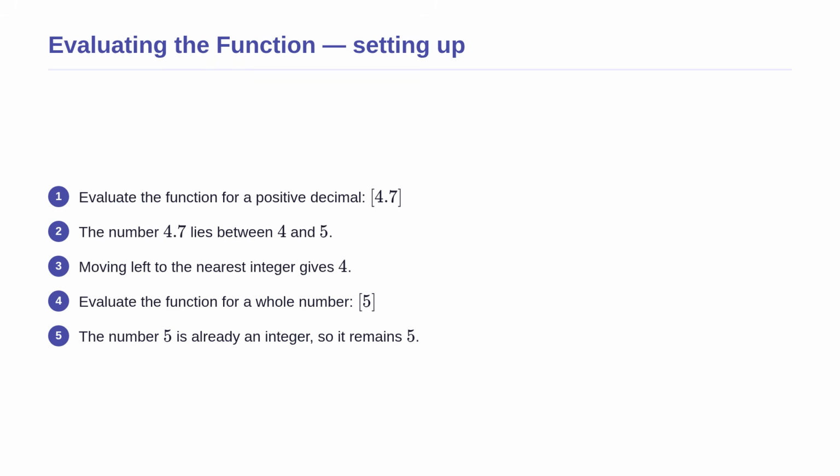For the positive number 4.7, we locate it between 4 and 5. The integer immediately to its left is 4. The function simply chops off the decimal part. Next, we look at the number 5. Because the formal definition says less than or equal to, the function is satisfied immediately. It leaves the integer exactly as it is.